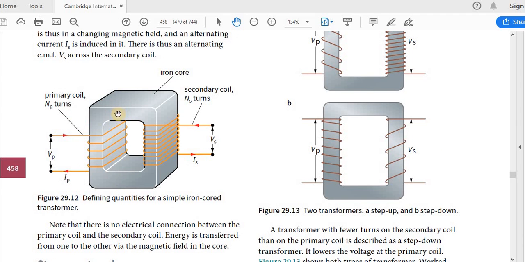See, iron core. So here you don't have current flowing like this and then this way to this. No, this is all insulating. Okay, here you have iron core. The magnetic field lines pass through this.